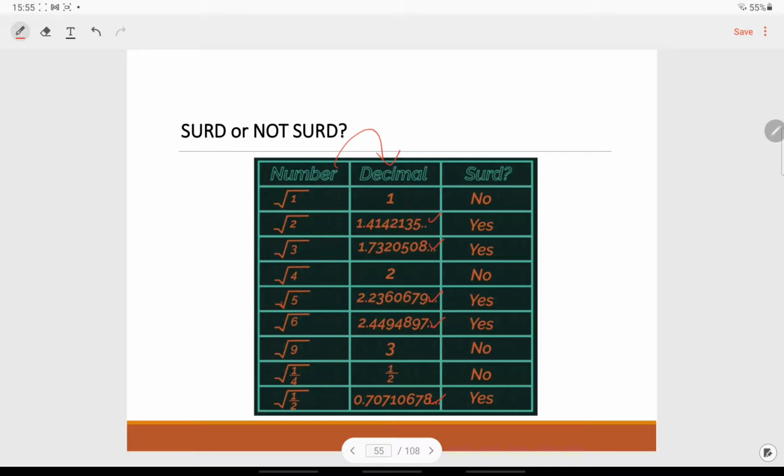That means they are non-repeating and non-terminating numbers. So these numbers are considered, sorry, not this one, but this one. These numbers are considered as surds. Only those numbers that produce irrational decimal numbers, we consider as surds.